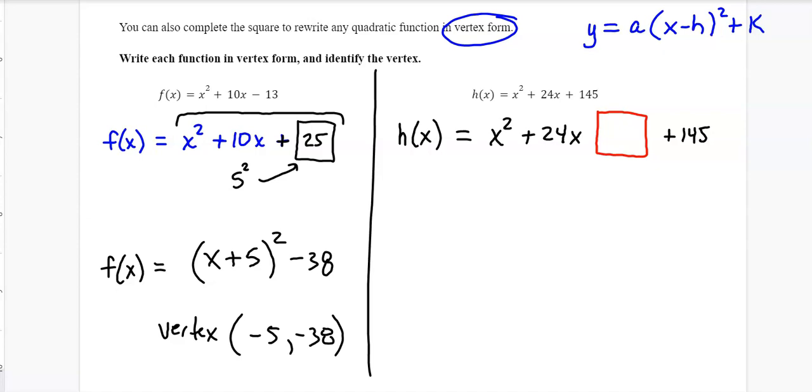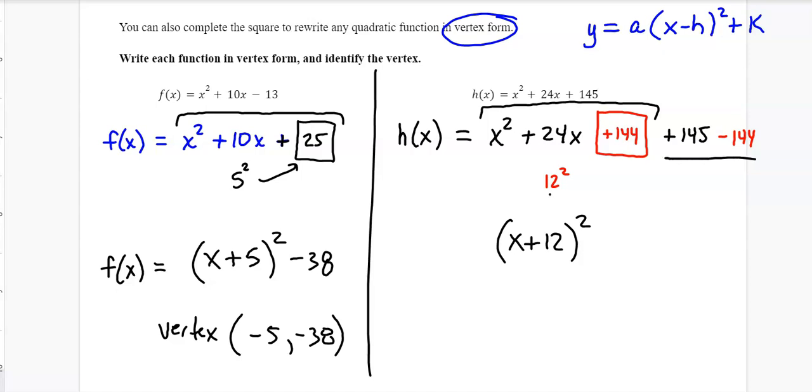So complete the square, chop this middle part in half and square it, which is going to be add 144. Keep things balanced by taking away 144. All right. Clean it up, factor this, which should just be x plus 12 squared. It's a perfect square. The plus 145 minus 144, well, that's plus 1.